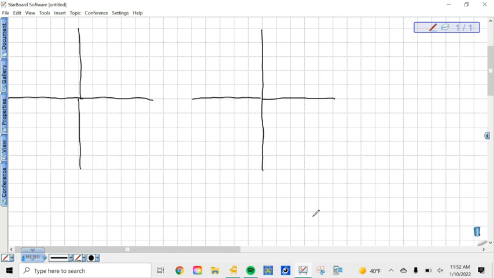So what I want you to do is grab that notes page, your graph paper, and this half sheet. You can staple them all together, because I'm going to have you hand this in.